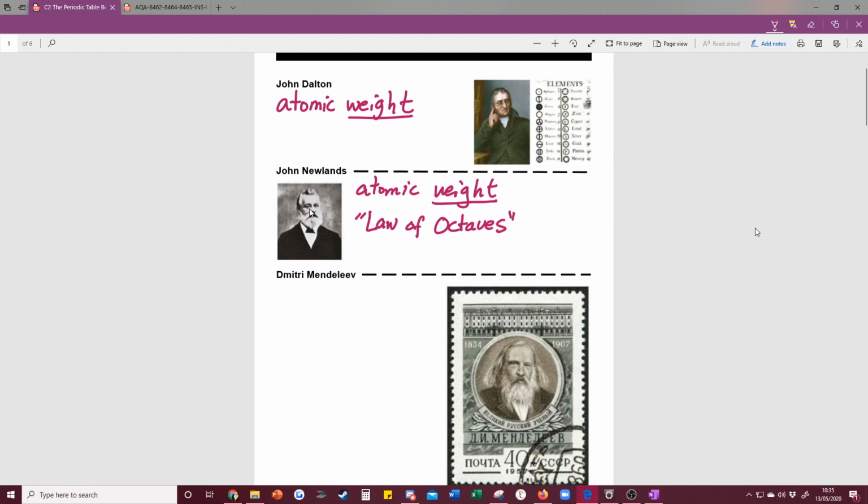He called this the Law of Octaves, where he noticed that pattern of every 8 elements.